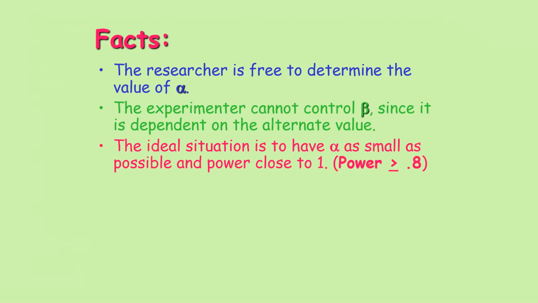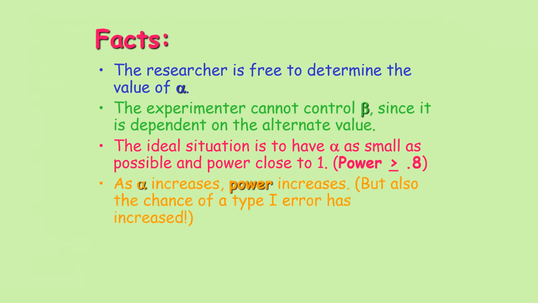So the ideal situation is to have alpha as small as possible and power close to 1. Okay, so a good power for a test would be power greater than or equal to 0.8. And again, power is 1 minus beta. And as alpha increases, power increases, but so does the chance of a type 1 error. So increasing your error does increase your power, but you need to see if increasing that chance of type 1 error is justified.